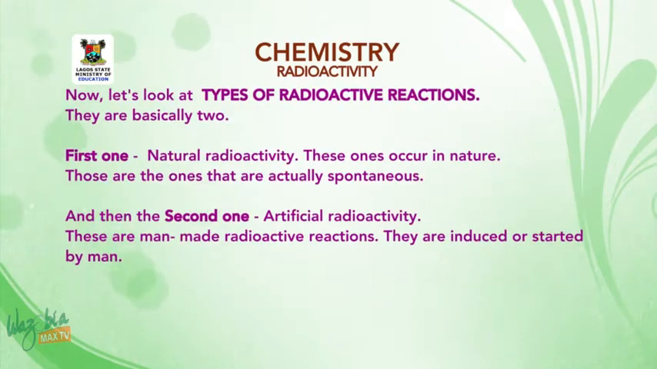Now, let's look at types of radioactive reactions. There are basically two. The first one, natural radioactivity. These ones occur in nature. Those are the ones that are actually spontaneous. And then the second one, artificial radioactivity. These are man-made radioactive reactions. They are induced or started by man.